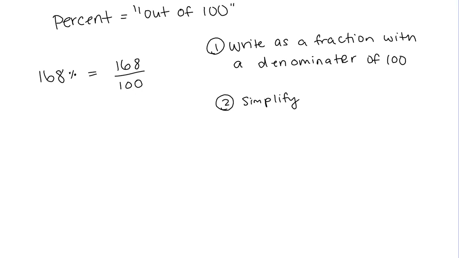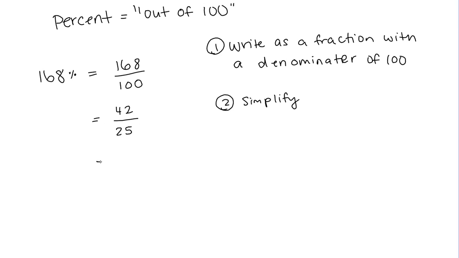Now, before we put it into a mixed number, we know that we can divide these up to make it a little smaller. So we're going to divide each of these by 4. And if I divide 168 by 4, I'm left with 42. And 100 divided by 4 is 25. So let's get that simplified equivalent fraction.